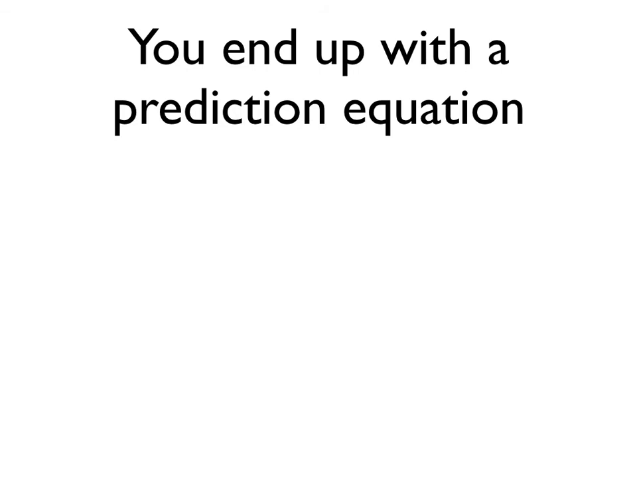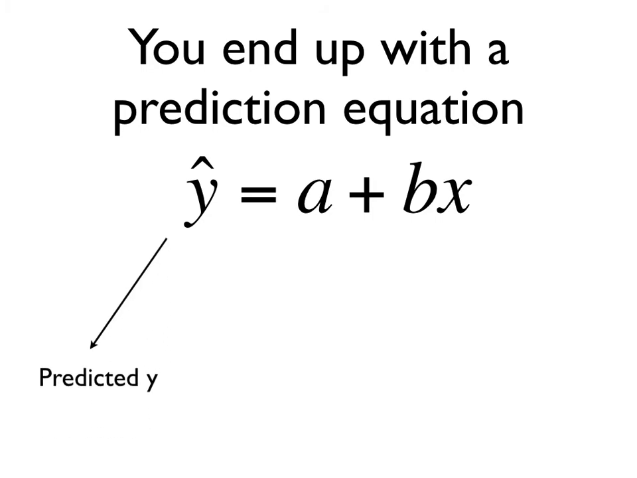So we end up with what's called a prediction equation, or a regression equation. It's y hat equals a plus bx. Y hat is the predicted y. A is the intercept, and b is the slope. And you're going to say, Dave, I was taught that y equals mx plus b, and m was the slope, and b. I know. Look, I don't start this. Don't blame me. A is the intercept, b is the slope.